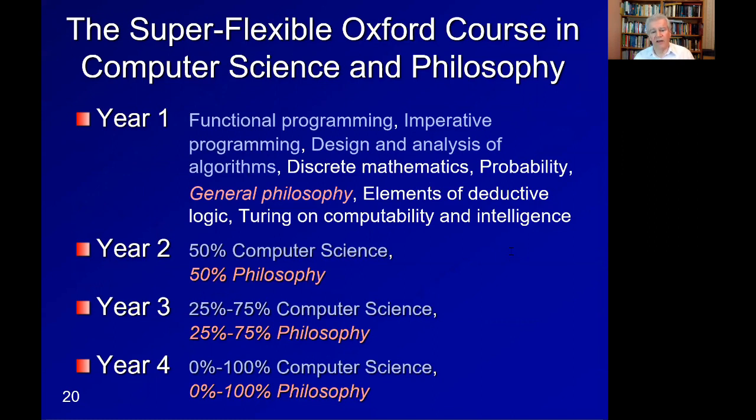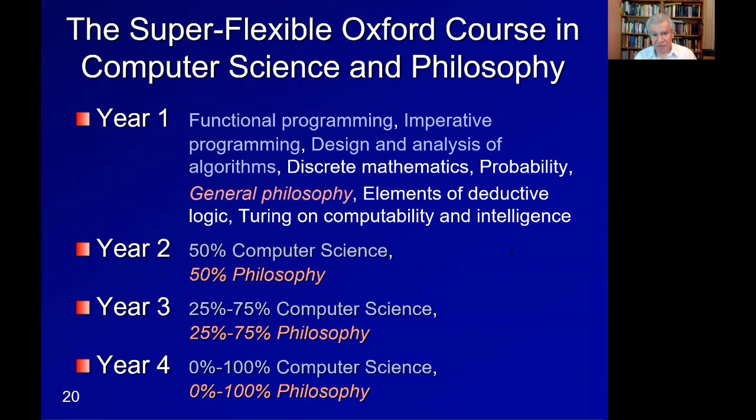From then on, you can see it's 50-50 in the second year. In the third year, you can move very strongly towards computer science or philosophy if you wish. And in the fourth year, which is optional, you can do 100% in one subject or the other if you like. So if you start out doing computer science and philosophy and you decide in the end that you want to max out on computer science, you can actually spend 80% of your degree doing computer science. And even the philosophy bits that you do could be things like philosophical logic, philosophy of cognitive science, philosophy of logic and language, things that are actually very closely allied with computer science.